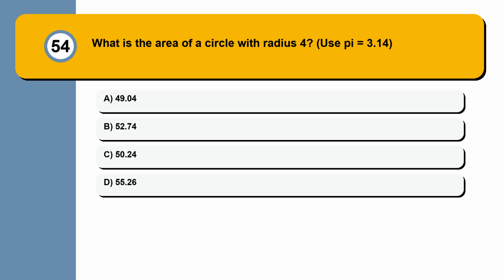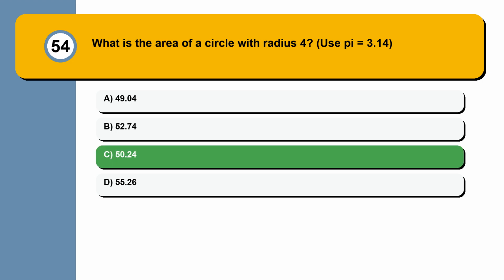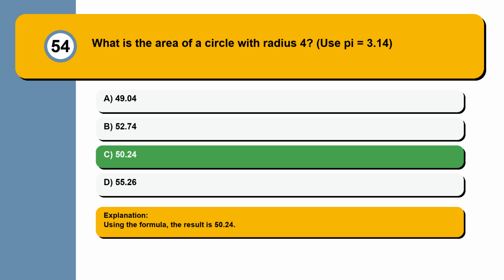Question 54. What is the area of a circle with radius 4? Use pi = 3.14. 49.04, 52.74, 50.24, 55.26. Using the formula, the result is 50.24.